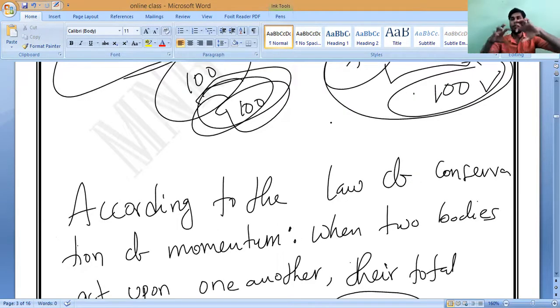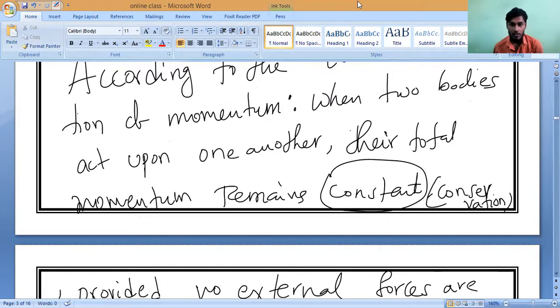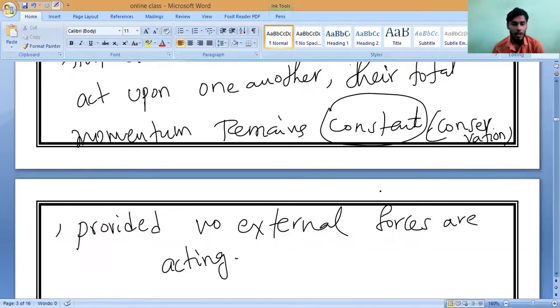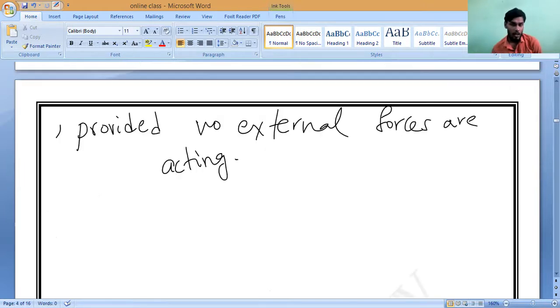Momentum before collision is equal to what? Momentum after collision. So, momentum before collision equals the momentum after collision. That is the law of conservation of momentum. Now we have to prove that momentum before collision equals momentum after collision. Is it equal or not? We have to prove it.